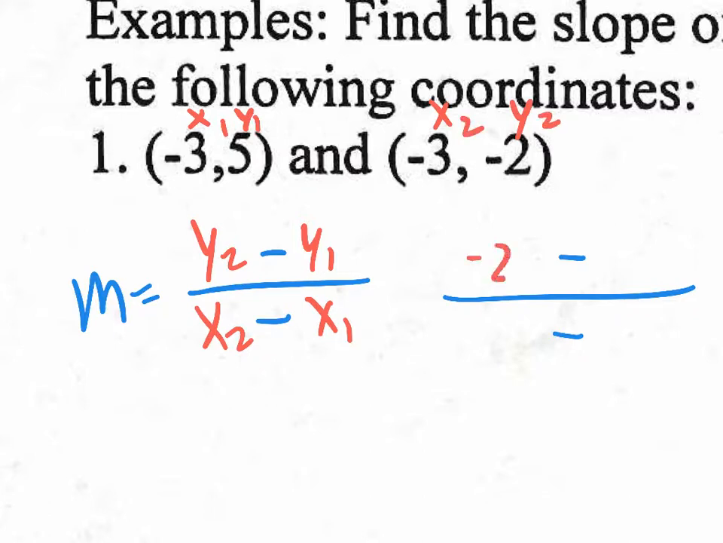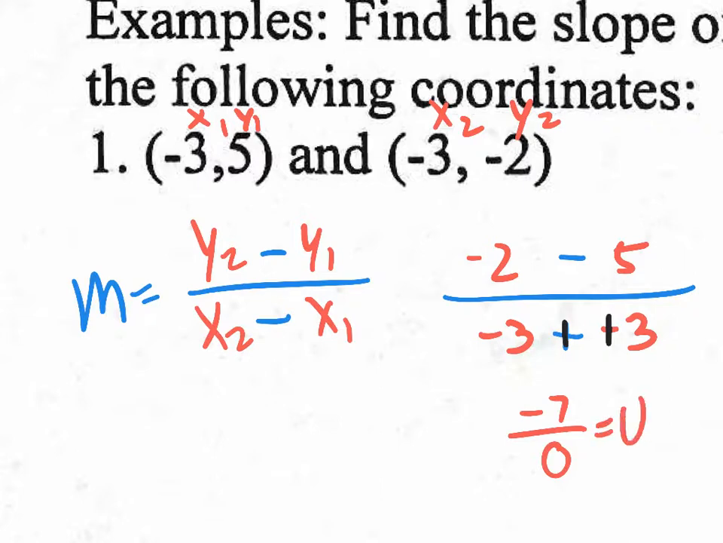y2 is negative 2. y1 is 5. x2 is negative 3. x1 is negative 3. And of course, the minus minus, we change to plus plus on the denominator. Plus right there, plus right there. So up on top, we end up with a negative 7, and on the bottom, we end up with 0. And like we said, if 0 is underneath, it's undefined.